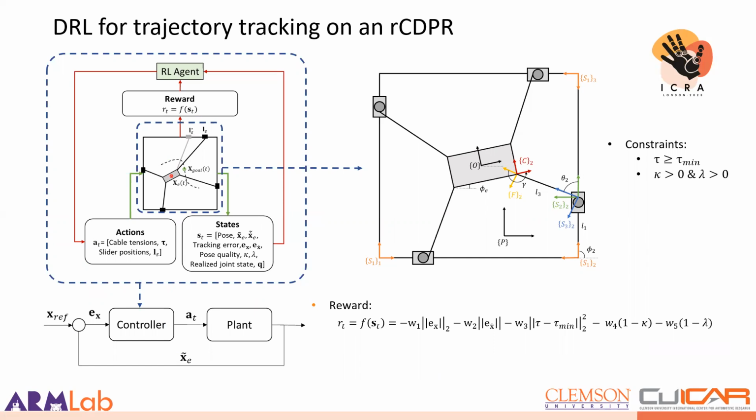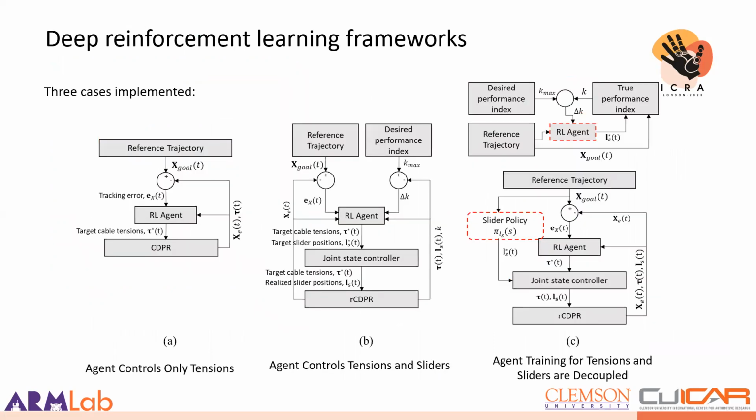The implemented DRL control attempts to minimize the cable tension without violating the positive tension constraint and simultaneously maximizes the quality of the wrench closure and manipulability. The cost function also rewards trajectory tracking constraints on position and velocity. This was implemented on 3 cases. In the first case, the agent is trained to control only the cable tensions. In the second case, it is trained to control the cable tensions and slider position simultaneously. And in the third case, the training for the tensions and sliders are decoupled.